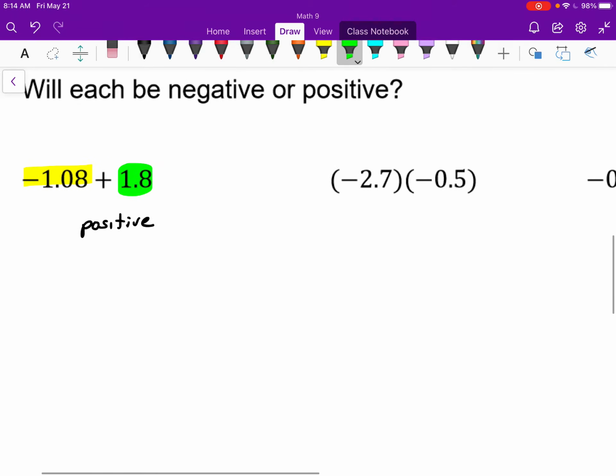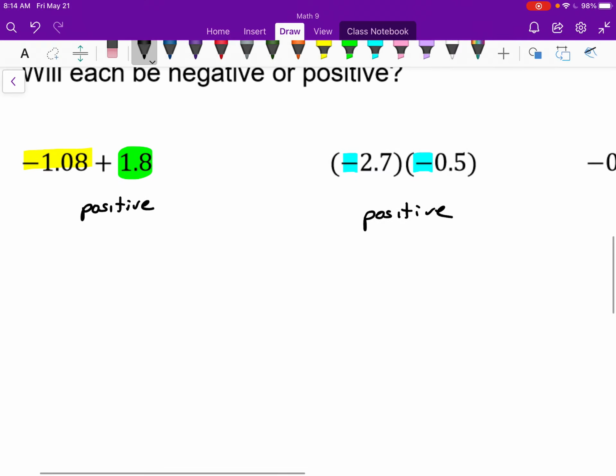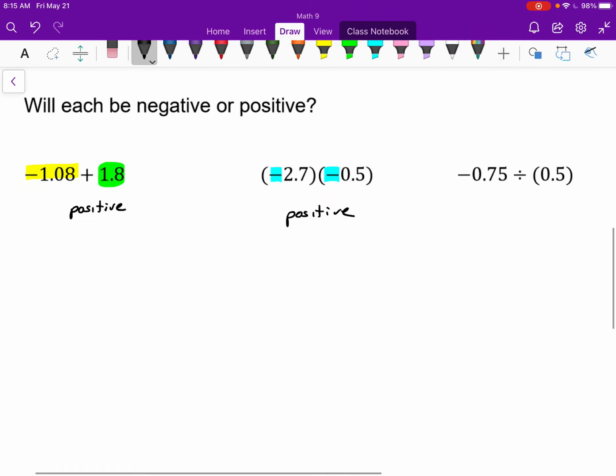Over here, I don't actually care about the 2.7 and the 0.5. All that matters, if I'm trying to determine if it's positive or negative, is that I have a negative times a negative. And as we've reviewed before, negative times a negative is always a positive. No exceptions. And with dividing, again, I don't actually care about the 0.75 and the 0.5. All I care is I have a negative and a positive here. And a negative divided by positive is always negative.